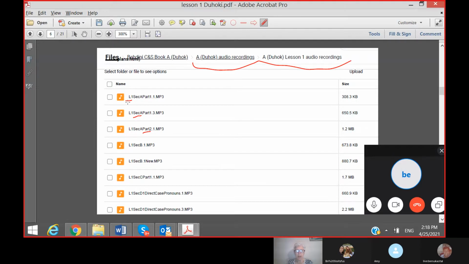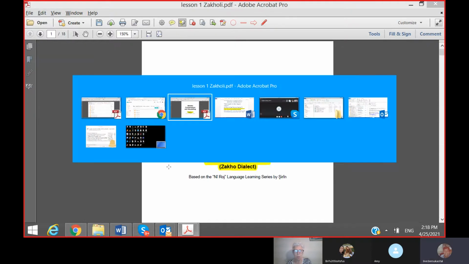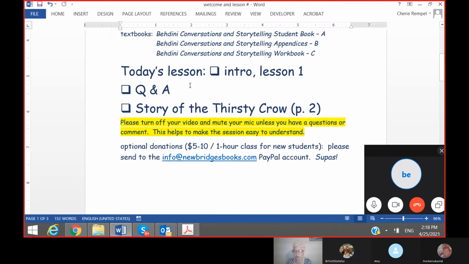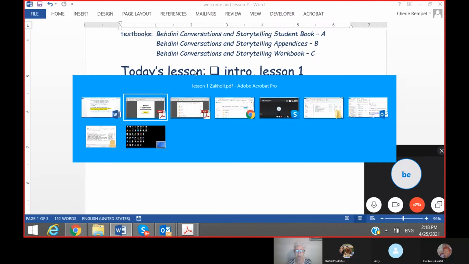So here's how you read it. L1 stands for lesson 1. Sec A stands for section A, and then part 1 or part 2. So then you'll know which one you're going to be studying. So for example, I've got to get to my book.